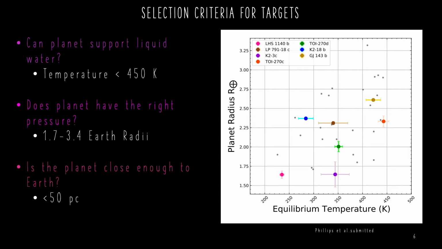Based on these selection criteria, we have a sample of 7 targets shown on the right here. This is the plot of the planet radius versus the equilibrium temperature of our 7 targets. We have targets like K2-18b, LHS 1140b, and a couple of planets in the TOI-270 system. The targets are shown here in color, and the ones in the gray dots are the ones that meet the first 2 criteria but are more than 50 parsecs away, for example.